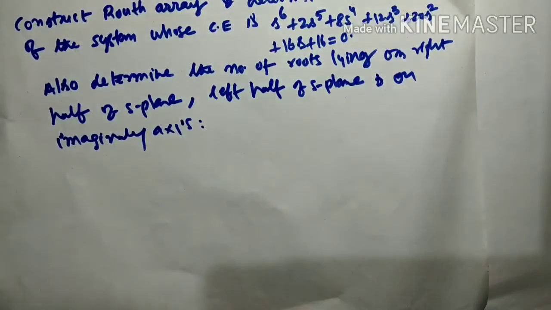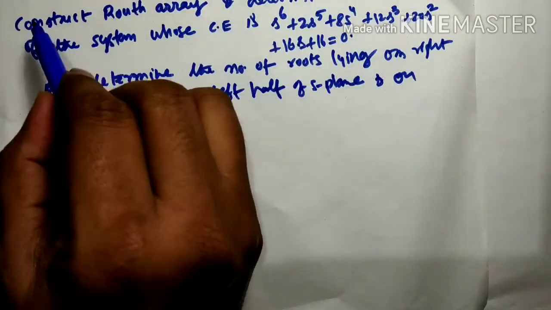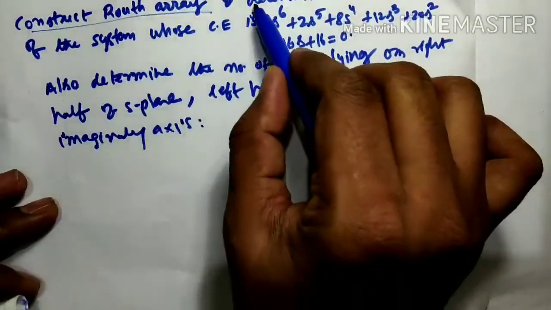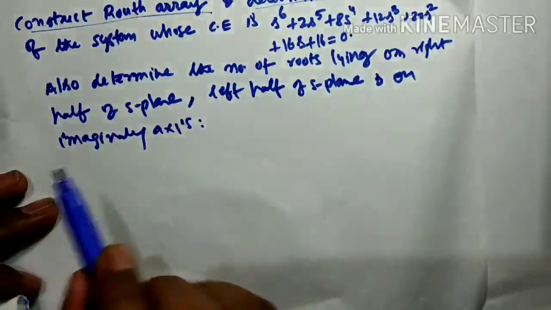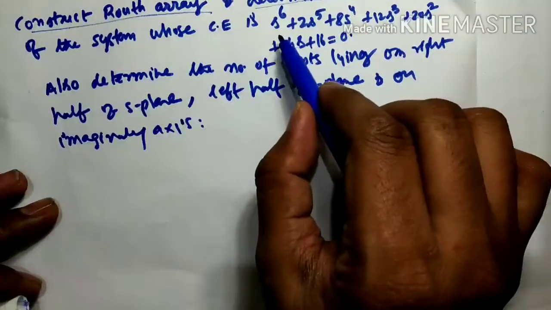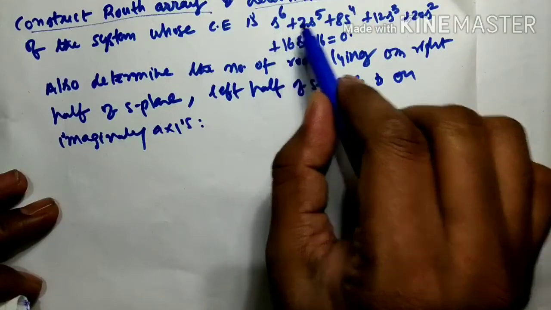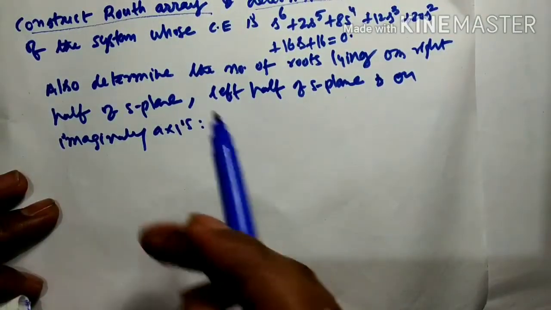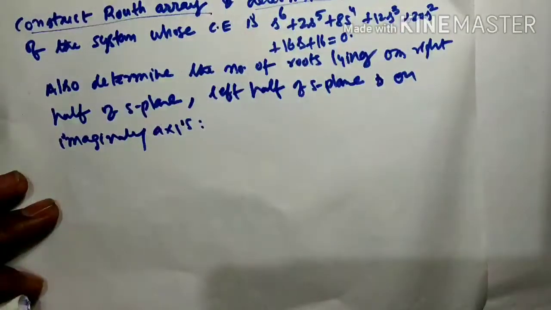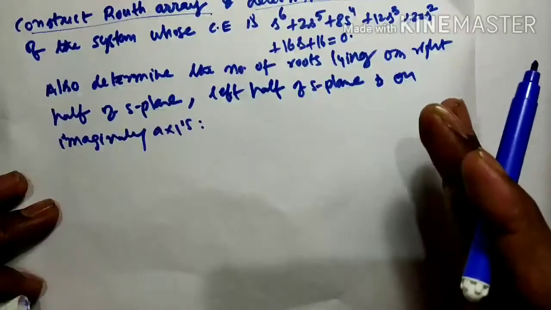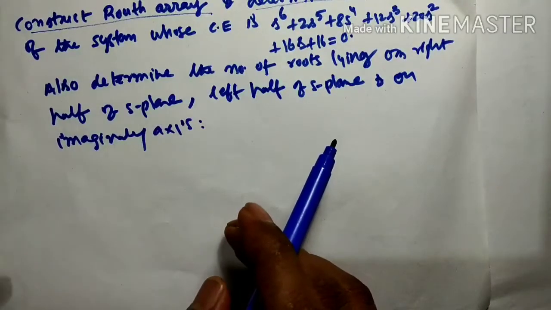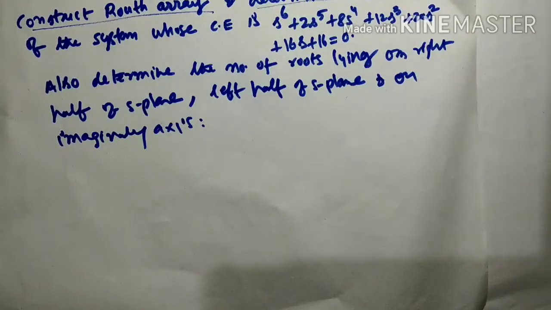So what do you have to find? First we have to construct the Routh array. Next, determine the stability of the system whose characteristic equation is this one. And also, how many roots are lying in the left half of the S plane, how many roots are lying in the right half of the S plane, and how many roots are lying on the imaginary axis. So we do this one.